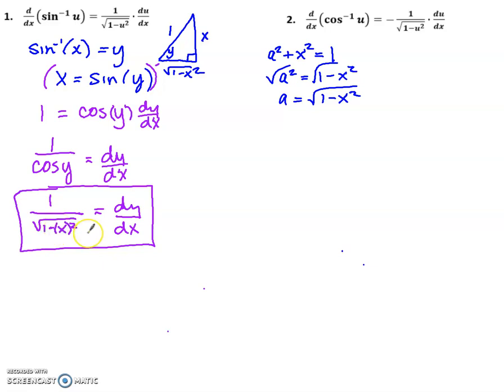So then in the future, if there is something in here other than just an x, you're going to have to square that and then multiply by the derivative of what's inside. So we'll do that in our examples. Okay, so that's for sine.